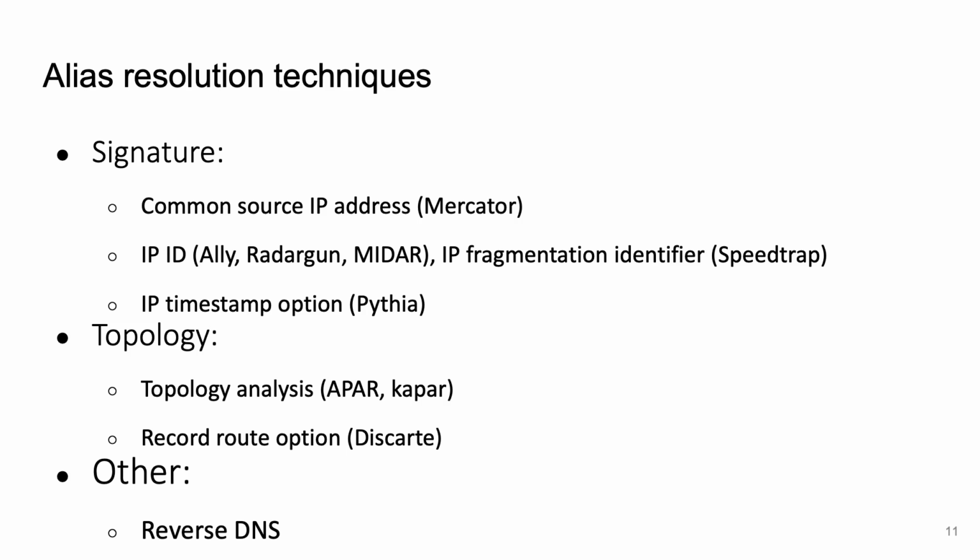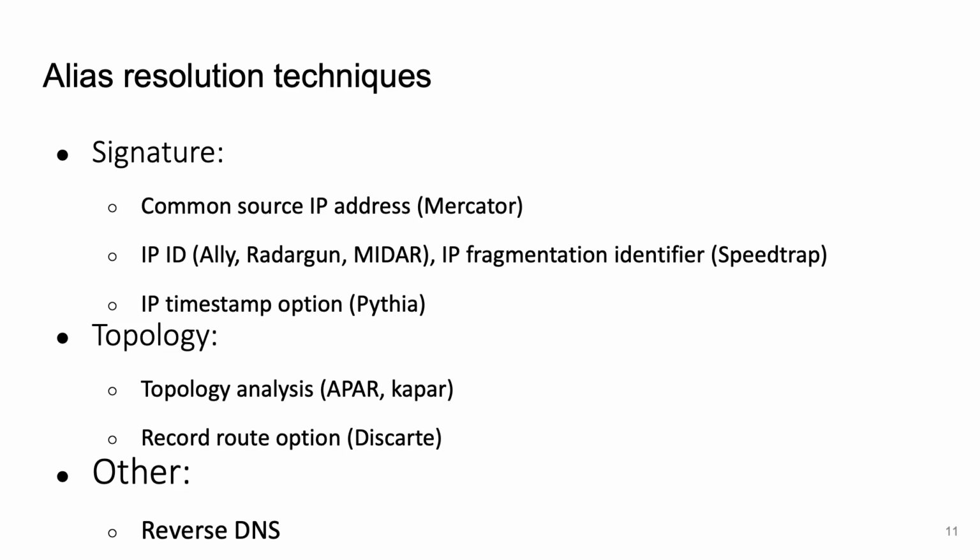And we came up with a taxonomy of the different alias resolution techniques. So the first class is signature. Signature means that you're sending particular types of packets and you are waiting for responses that form a particular signature to infer that IP addresses are in fact aliases. So for example, you send packets to 2 different interfaces and the response comes from the same source IP address.